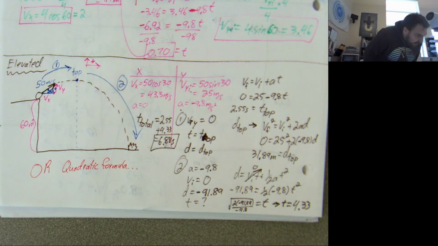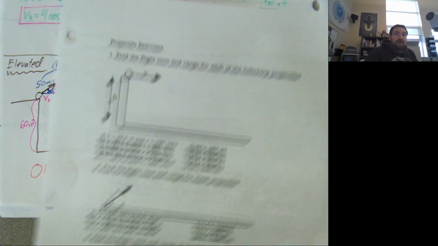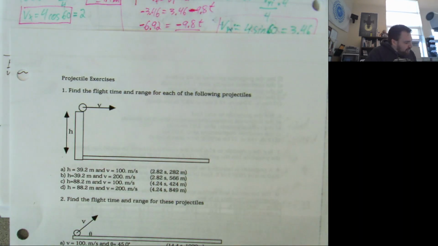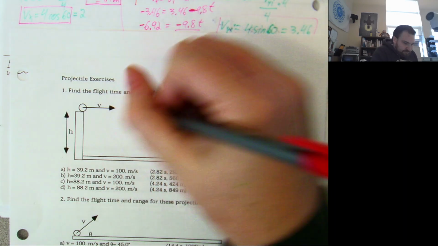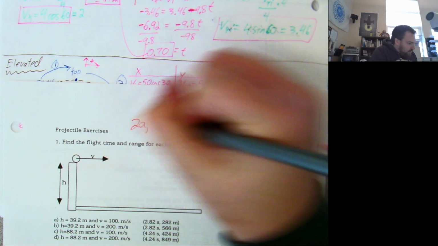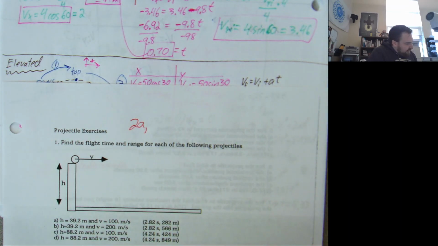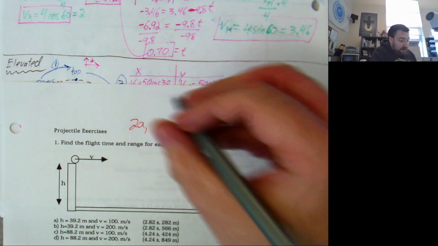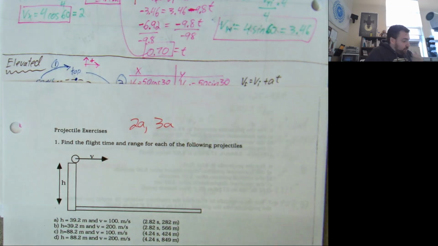I want you to try question 2A. I want you to try 3A. Those two questions are exactly what we just did. I did an example of each. 2A is level ground, find the flight time and the range. 3 is what I just did too, find the flight time and the range.